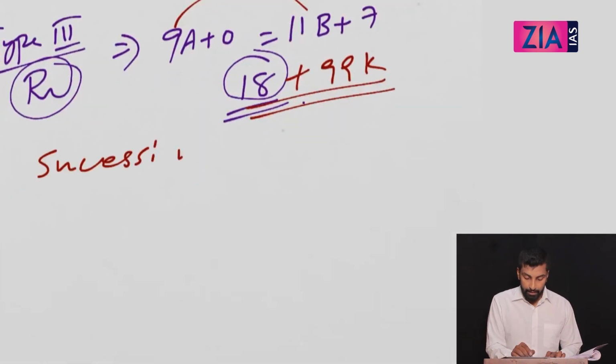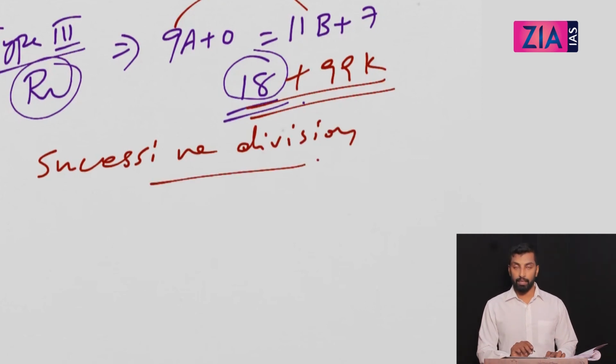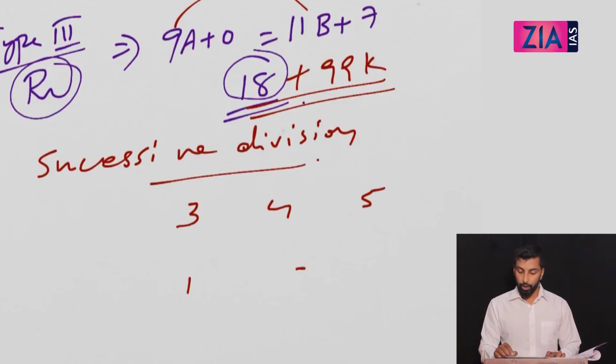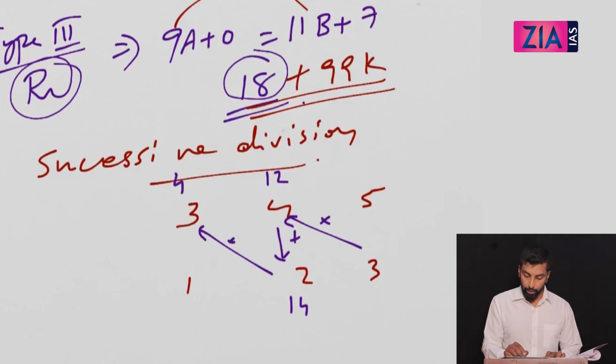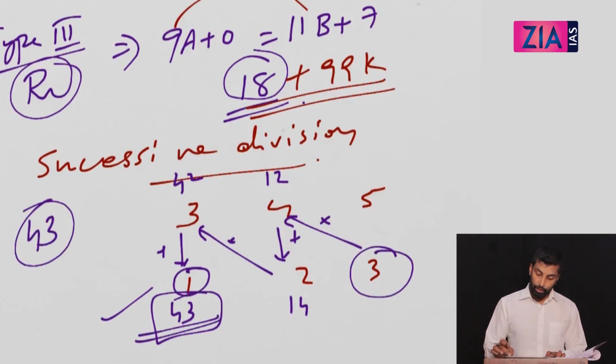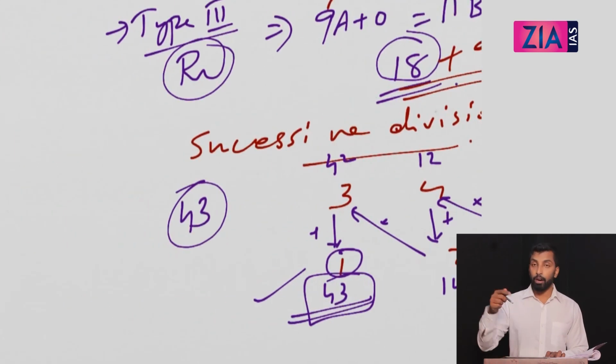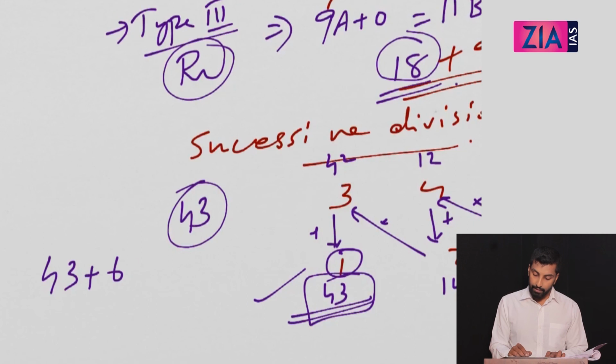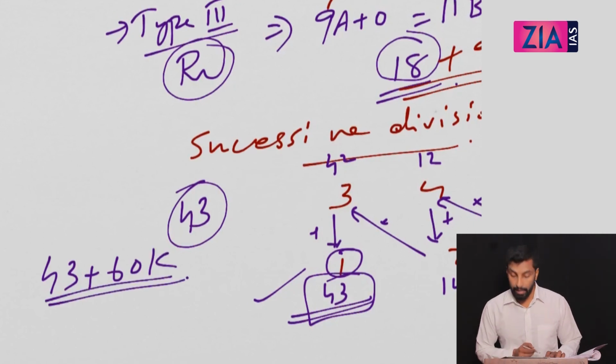What is the last question? Successive division. I hope you understood completely about successive division. One example: 3, 4, 5. When you divide successively, it leaves remainders 1, 2, 3. What you do is write them in order. Diagonally you multiply, you get 12. Vertically you add, so 14. Multiply, you get 42. Add, you get 43. You start from here and reach here, and what you get is your answer. 43 is your answer. This also will make an AP with a common difference of the LCM of divisors, 43 plus 60k. Any question which can be asked in an AP can be asked here also, like what we have discussed. So these are 4 important division questions which you can get in exams.